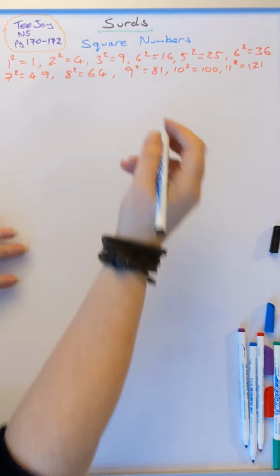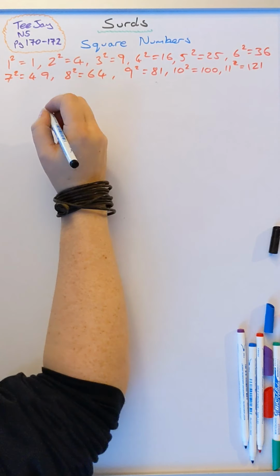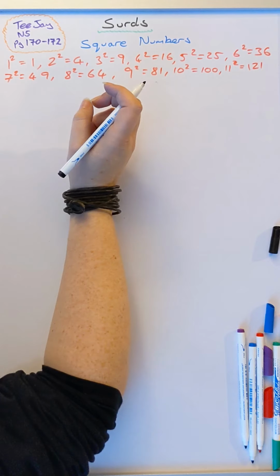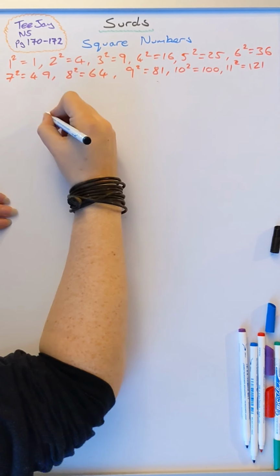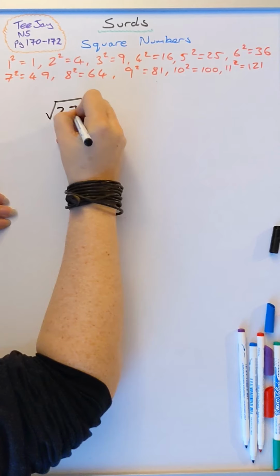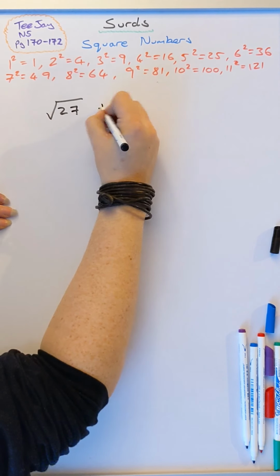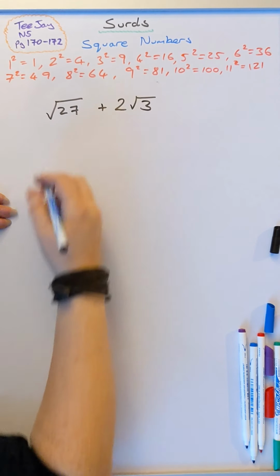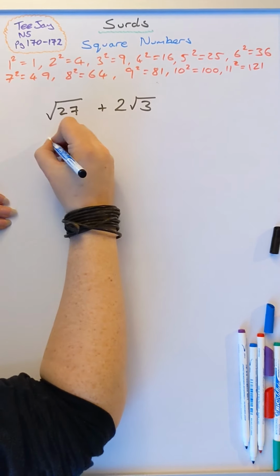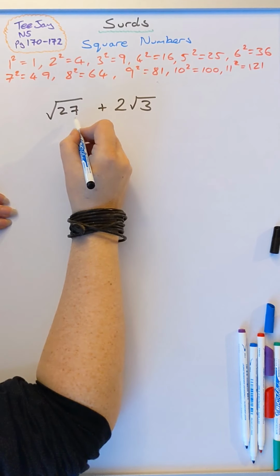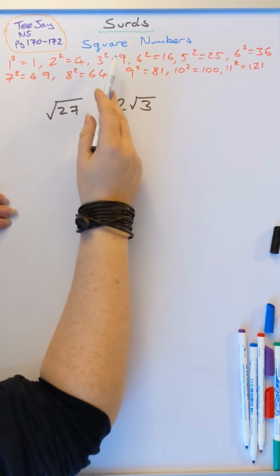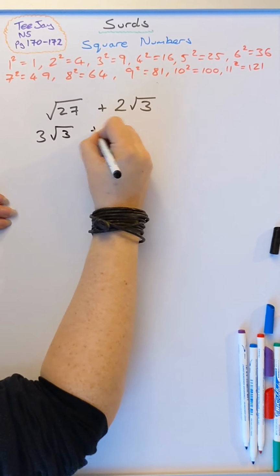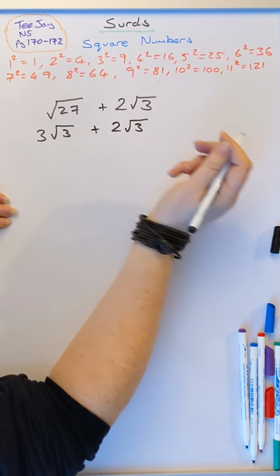You can also add surds together, but they have to be the same surd, the same number inside the square root. So looking back at that root 27, if I have root 27 plus 2 root 3, if you remember, I worked out 27 as 3 times 9. The 9 is 3 squared, so I have 3 out the front. 3 root 3 plus 2 root 3.